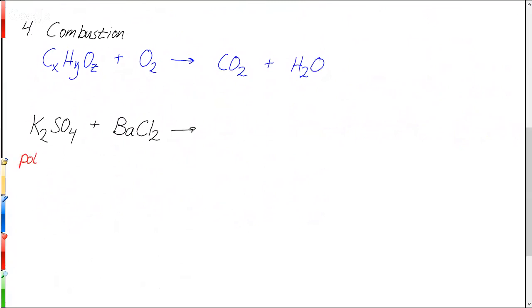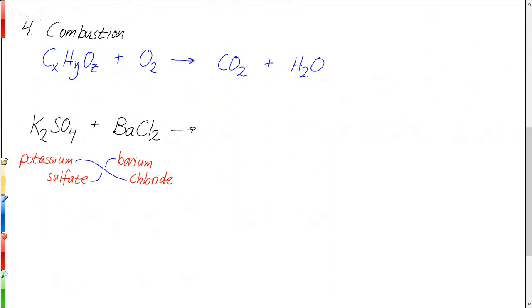This one is potassium sulfate, and this one is barium chloride. So then to find the products, we're going to switch cations and anions. So the potassium is going to go with the chloride, and the barium is going to go with the sulfate.